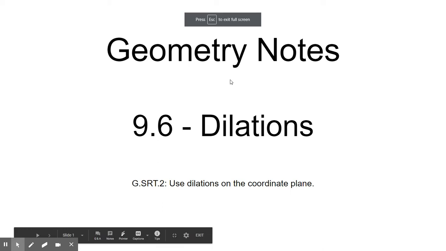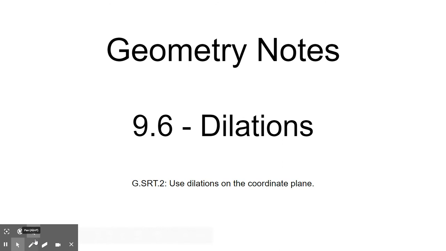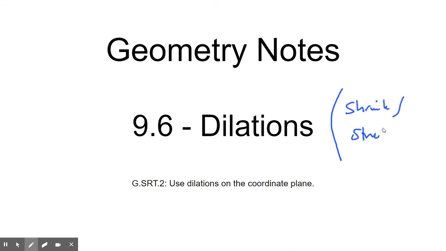All right, geometry. The last of our transformations is going to be 9-6, which is a dilation. And a dilation, in my opinion, can be called a shrink or a stretch. So you have slide, flip, turn, and then shrink or stretch.